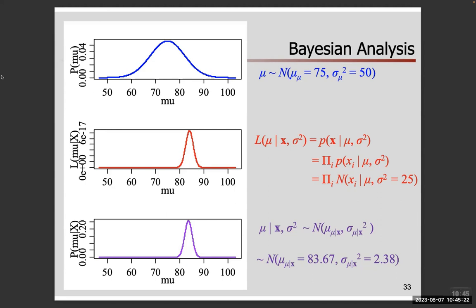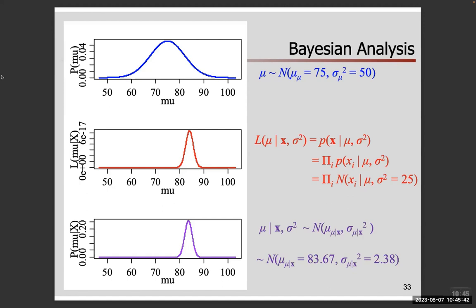If I were doing something like maximum likelihood, I would look for the maximum of that red curve, and that would be indeed at 84.1, the observed mean of the data. And those two combine, the blue and the red, to give me at the bottom the posterior in purple.